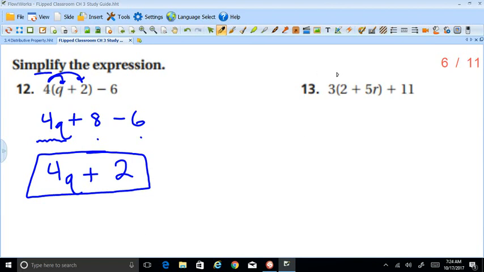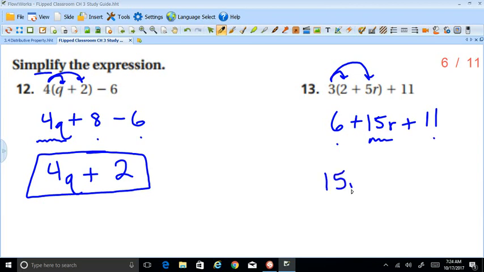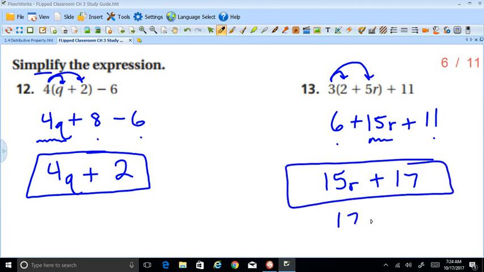Number 13, distribute first. 3 times 2 is 6, plus 3 times 5r, 15r, plus 11. Again, that's a constant. R term, constant. Combine like terms, leaves us with 15r plus 17. You could also say 17 plus 15r. The commutative property of addition allows us to do that.